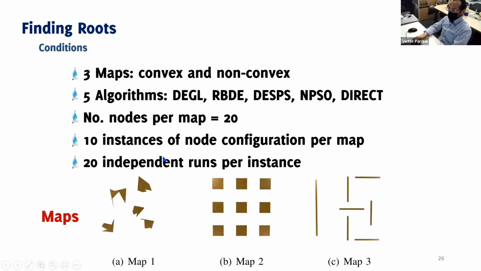We also did some experiments to evaluate whether our approach is able to obtain minimal trees, in the sense of obtaining the topology of the tree for arbitrary nodes distributed on the Euclidean domain. So here we consider 3 maps, as you have already seen. We consider five different algorithms. Most of them are basically differential evolution, and here we have one type of PSO with a niching property. We also have DIRECT, which is based on branch and bound.